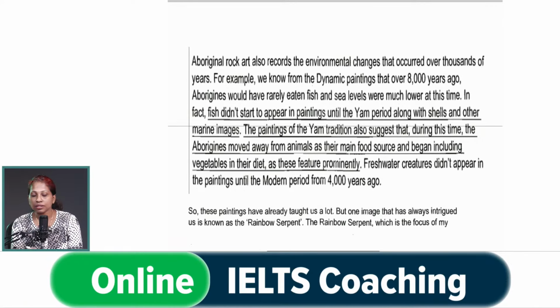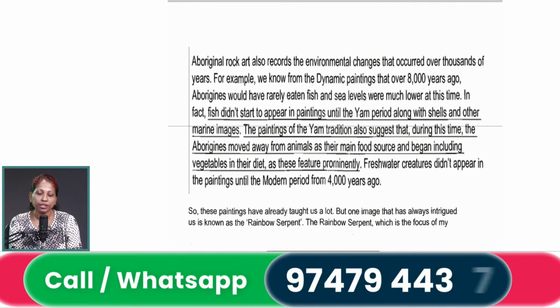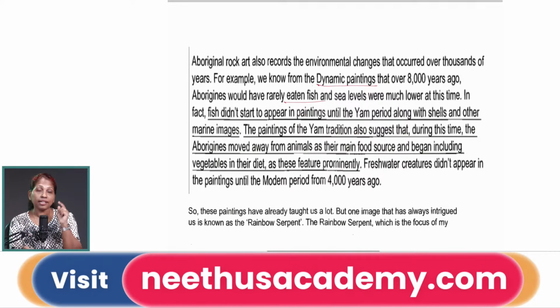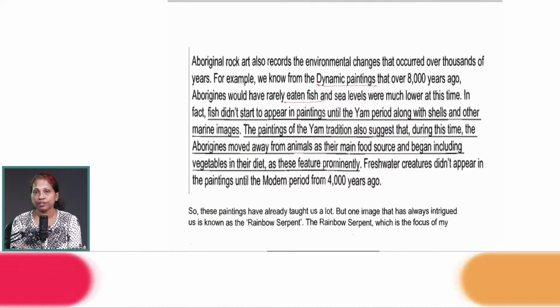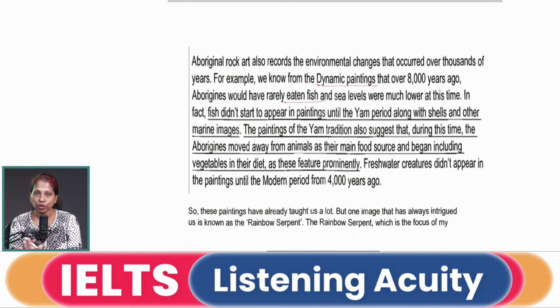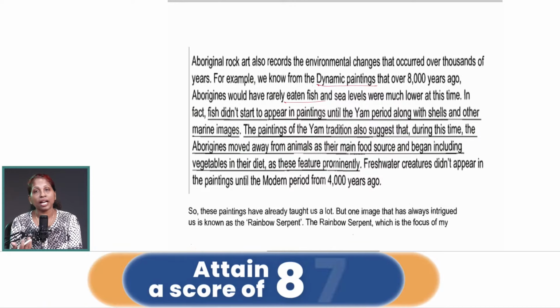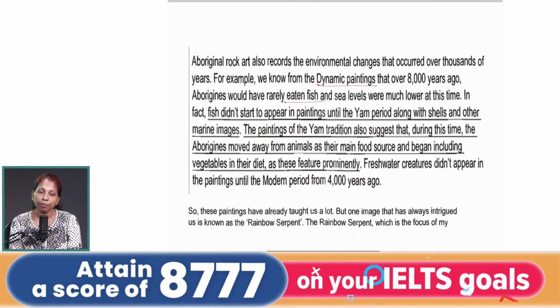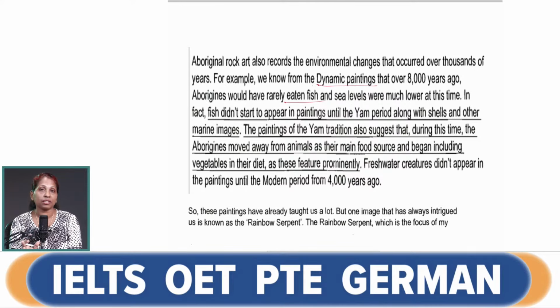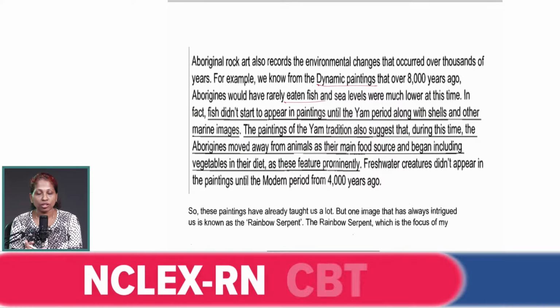So this part of the audio can be a bit confusing because they are telling first about the dynamic paintings and there they are mentioning the fish. But they are telling that they have rarely eaten fish, because they don't know it. It was 8,000 years back when dynamic paintings were there. At that time, they don't know what a fish is. Fishes started to appear in their paintings during the Yam period. So in the Yam period, they were having fishes in their paintings. That means they were aware of fishes. Right? So they started to paint.